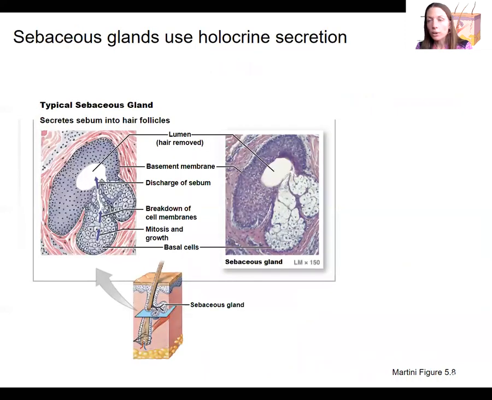Sebaceous glands, those oil glands associated with the hair follicle, use holocrine secretion. So that's that oily lubrication onto the hair shaft or the skin surface. This oil has antibacterial properties. It's kind of cool. So these are released from this stratified cuboidal tissue, and then those inner cells are going to disintegrate. And when they disintegrate, bust open, the inside contents of the cell is just going to pass through onto the skin surface.